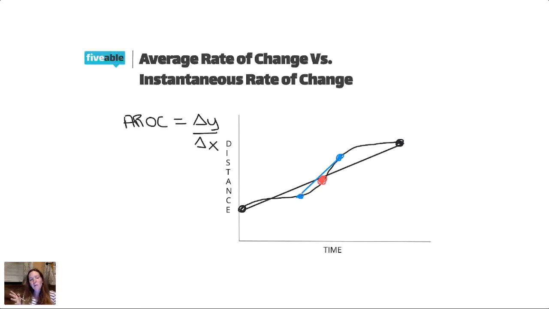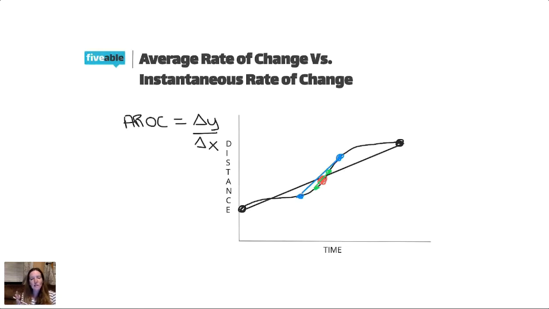So in theory, we think, okay, well, if that's better, how could I get even better? What could I do? Get even closer. So now I got my green points. I'm connecting those. I got 2 points that are even closer. Now my slope is going to be even better. But it's still not perfect. It's still just an estimate.